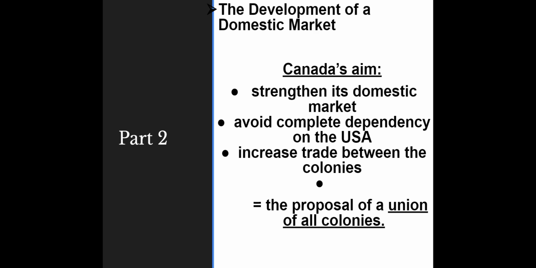Okay, so the proposal to form a union of all the colonies. Why? Well, Canada's goal was to strengthen their domestic market. They wanted to avoid complete dependency on the United States, and they wanted to increase trade among each other between the colonies.